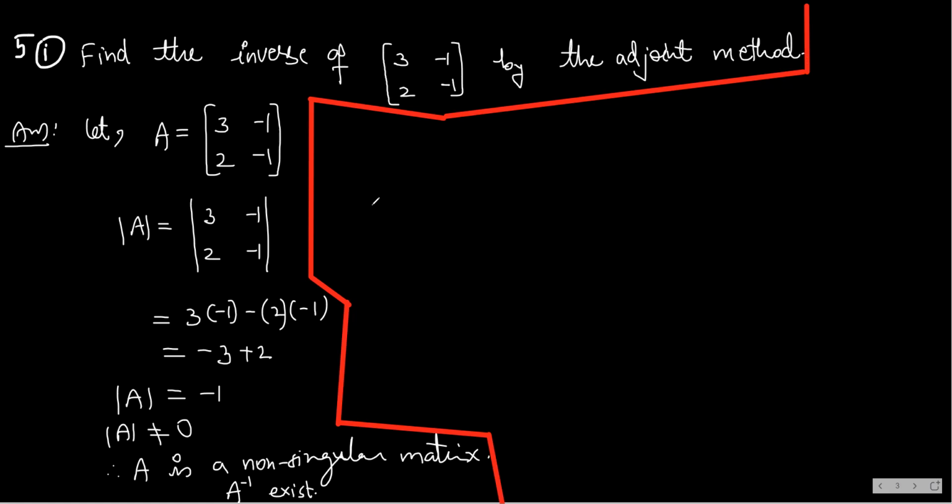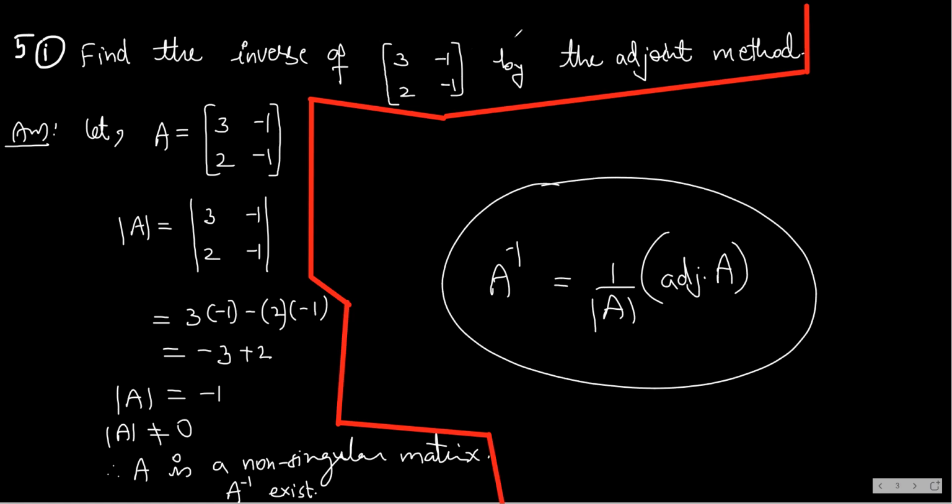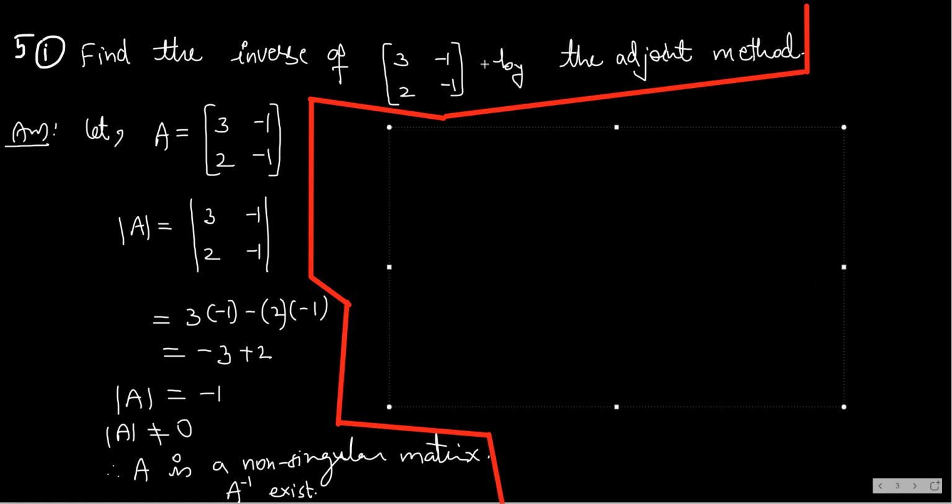So here, I have to find the inverse of A. What is the formula? 1 upon determinant A into adjoint of A. This is the formula for A inverse. So we'll have to first find adjoint of A. The method for finding adjoint of A is you will first find the minors of all the elements, then find the cofactors of all the elements, then find the matrix of cofactors, then find the transpose of that matrix, which will be the adjoint matrix.